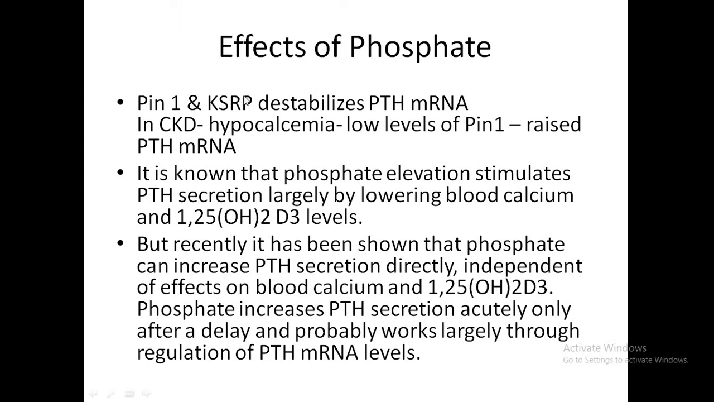PIN1 and KSRP destabilize PTH mRNA. In chronic kidney disease, when there is hypocalcemia, low levels of PIN1 are found, and this raises PTH mRNA, and hence the PTH production will be increased.